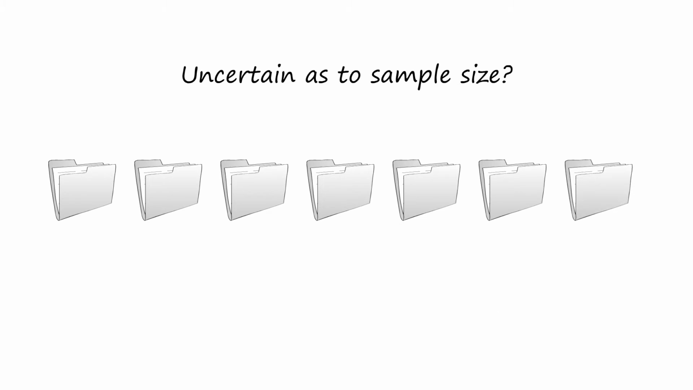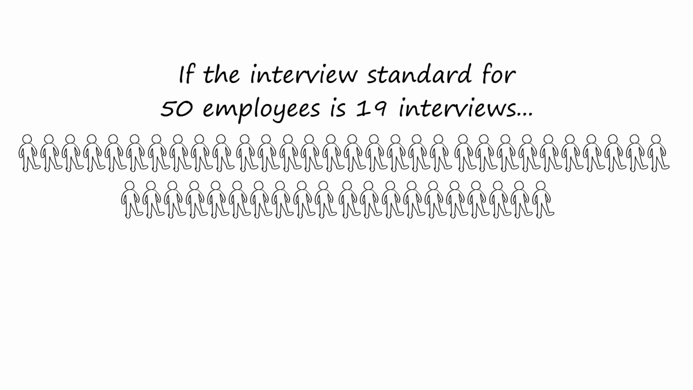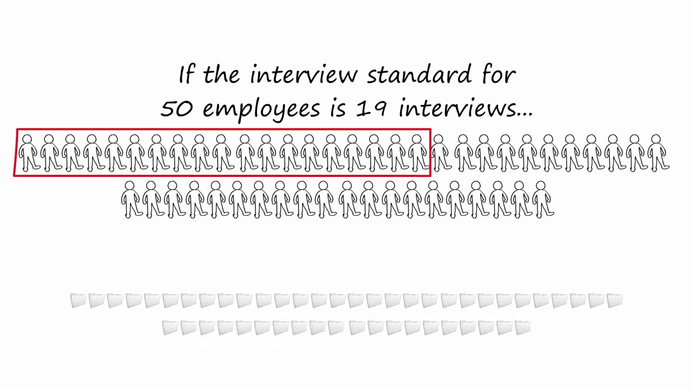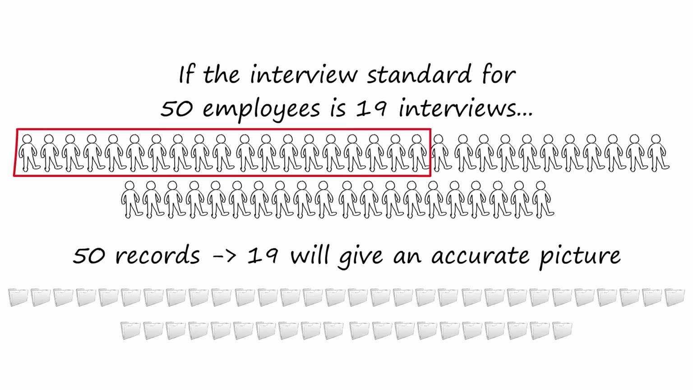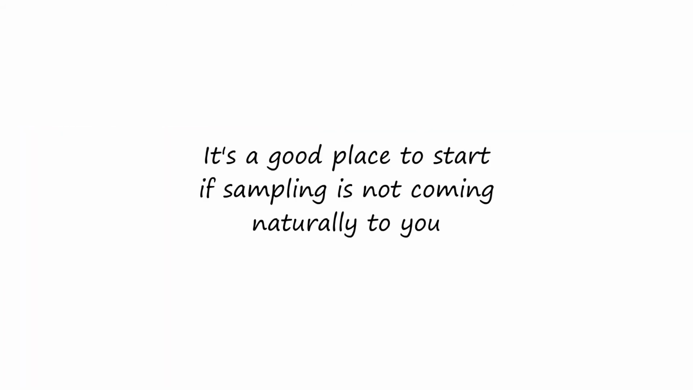If you find yourself uncertain as to a sample size when it comes to reviewing records, one tool you might want to use is the COR interview standard. If the interview standard for 50 employees is 19 interviews, chances are that if you have 50 records, looking at 19 of them will give you an accurate picture of the records as a whole. It does not always work perfectly, but it is a good place to start if sampling is not coming naturally to you.